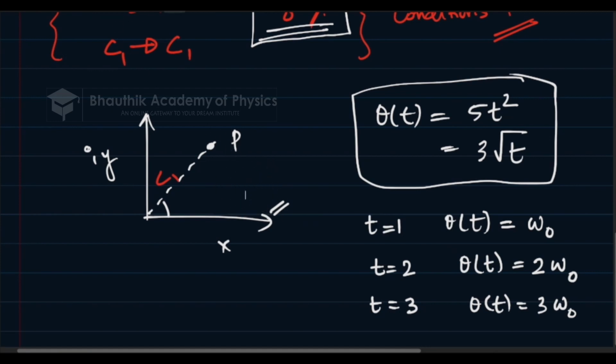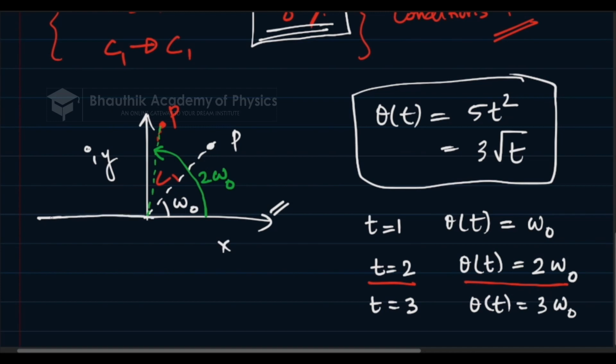So let me clear all this first. Okay, so this is my omega naught at time t equal to 1. Now what happens at some later time t equal to 2? The angle became 2 times omega naught. That means now the angle is 2 times the initial angle. So let's say that corresponds to a point somewhere here. So P is now here. Maybe I will use a different color. So according to this, this is the angle, and that angle is 2 times omega naught.